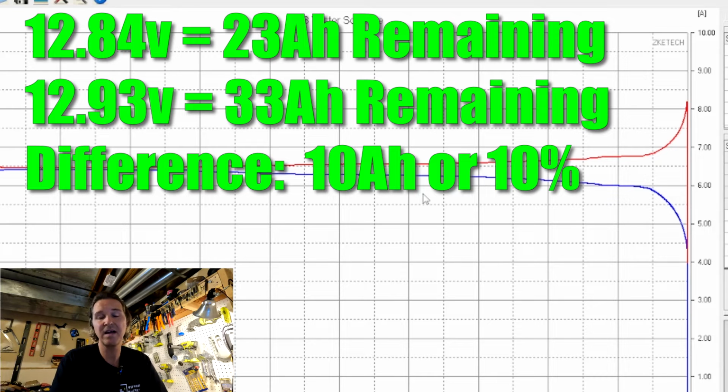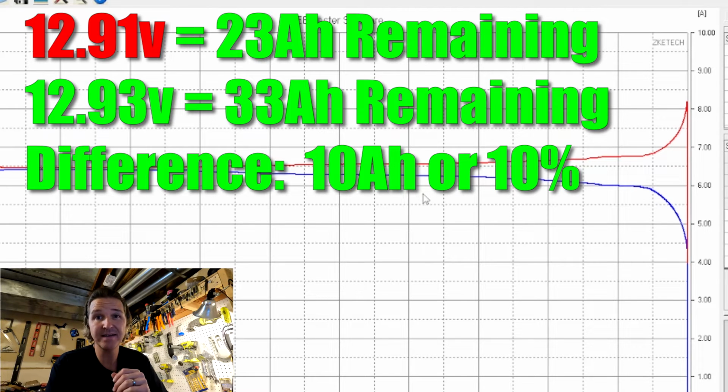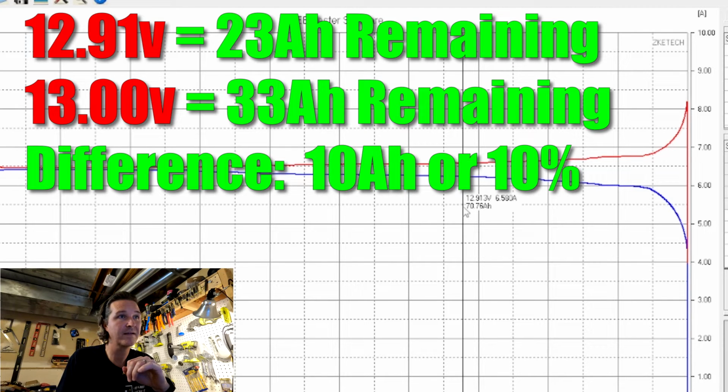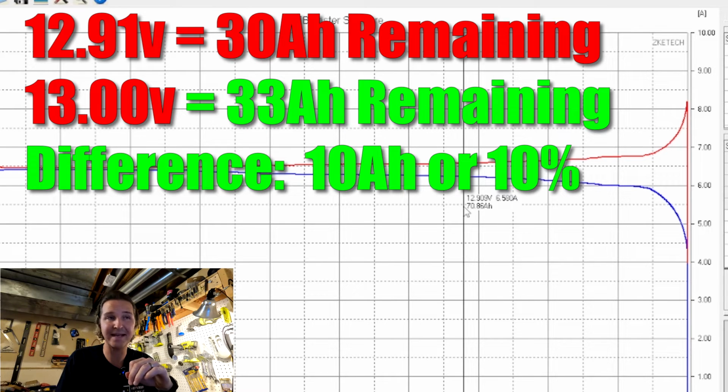Okay, and you're probably thinking, okay, 10%, I can live with that. That's no big deal. But what if you were measuring it between, like, one of your multimeters said 12.91 and one said 13. So let's go ahead and look at the difference in that range. So 12.91 would be right here. And you're looking at 70 amp hours taken out of the battery. So you have 30 remaining.